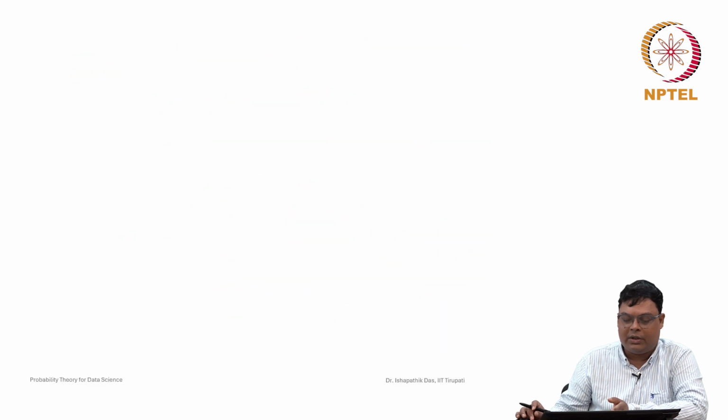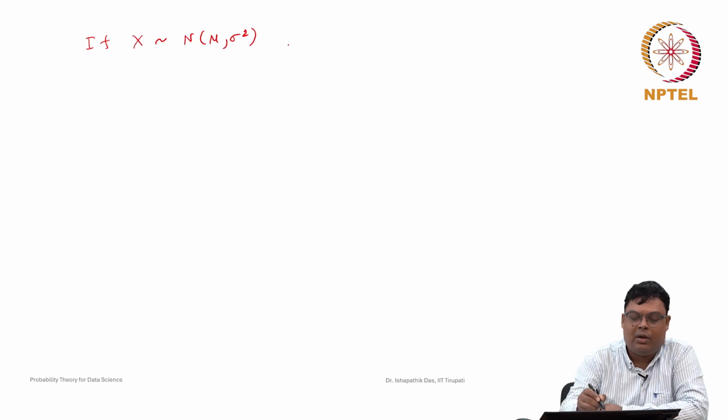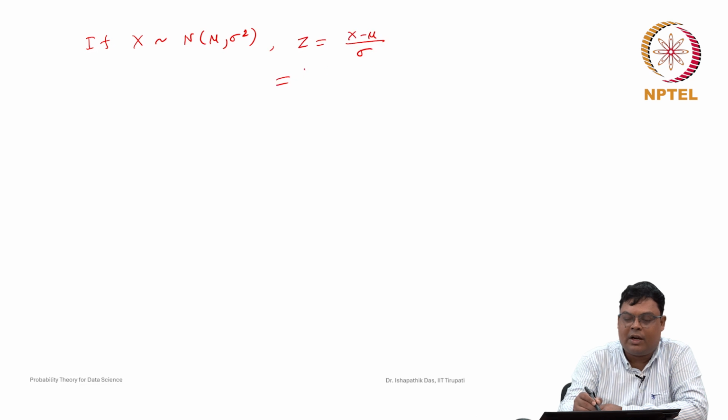So, if x is normal with mean mu and variance sigma square, take the transformation z is equal to x minus mu by sigma. It is also a linear transformation, because it is 1 by sigma times x minus mu by sigma, a linear transformation.